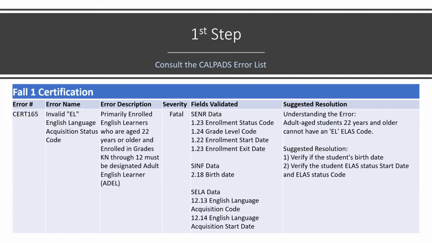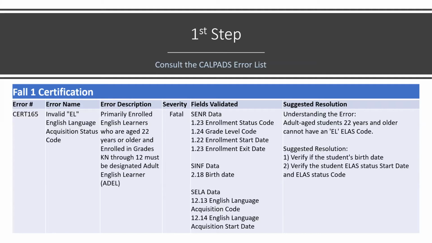Also, the fields validated, the column that's in the center, will help you identify where to find the information that triggered the data discrepancy. So we're going to be looking at the enrollment data for the student information data, specifically the student's birth date, because as you can see, it triggers on students who are age 22 or older. And then the student English language acquisition data. We're going to be looking at the English language acquisition start date and the English language acquisition code.